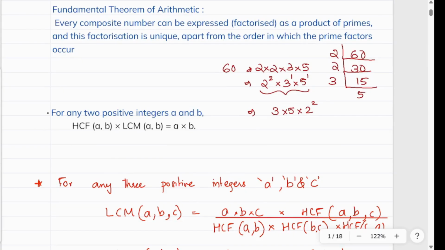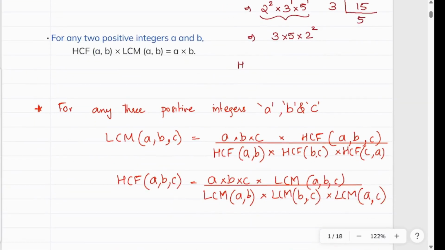Now we have to learn about an equation. Here, when two numbers A and B are given, if we want to find the HCF into LCM of both the numbers, this HCF into LCM of both numbers will be equal to the product of those two numbers.